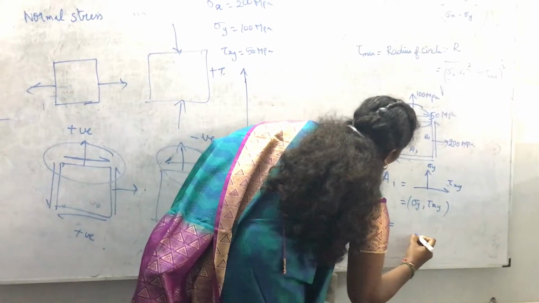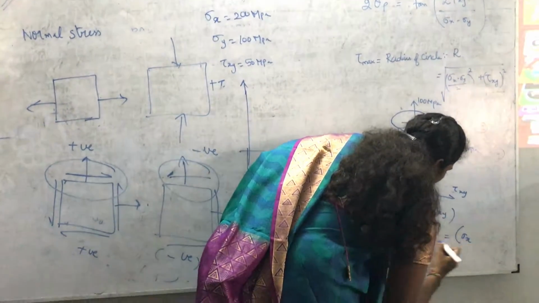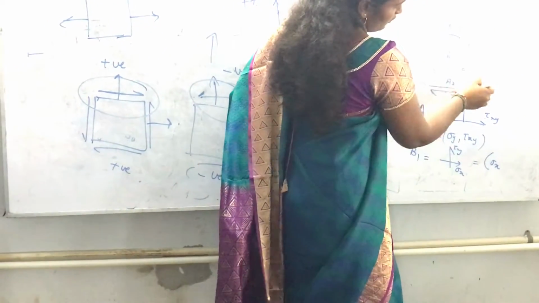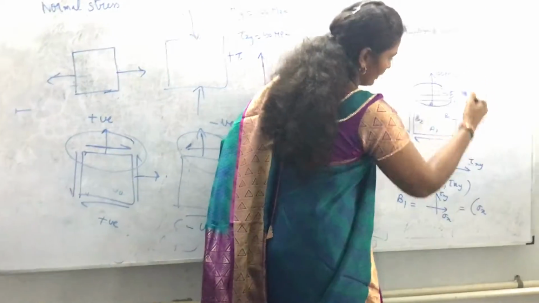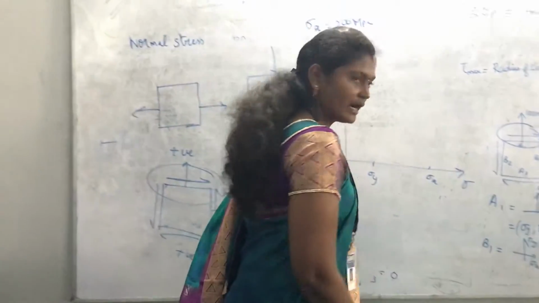We are having the diagram like this. So your coordinate will be sigma x. This is sigma x, this is tau xy. So it is in the topmost plane. You have to see it is moving in the negative direction, so it will be minus tau xy. So these are the coordinates we are having.